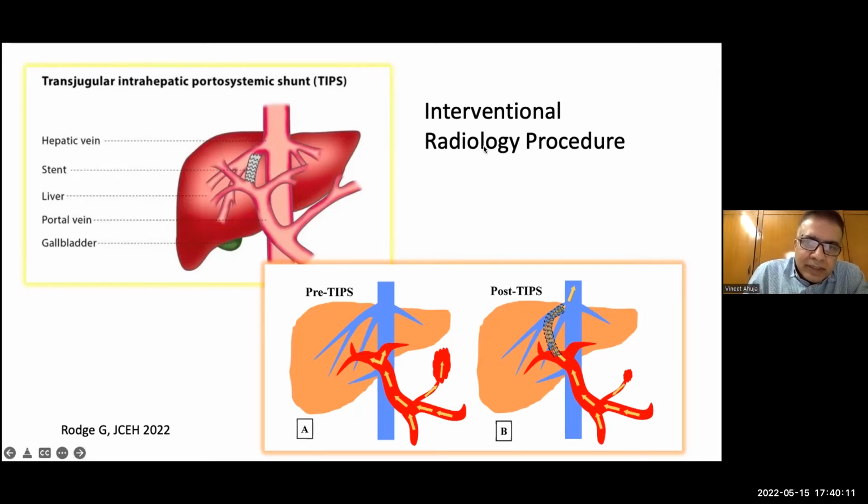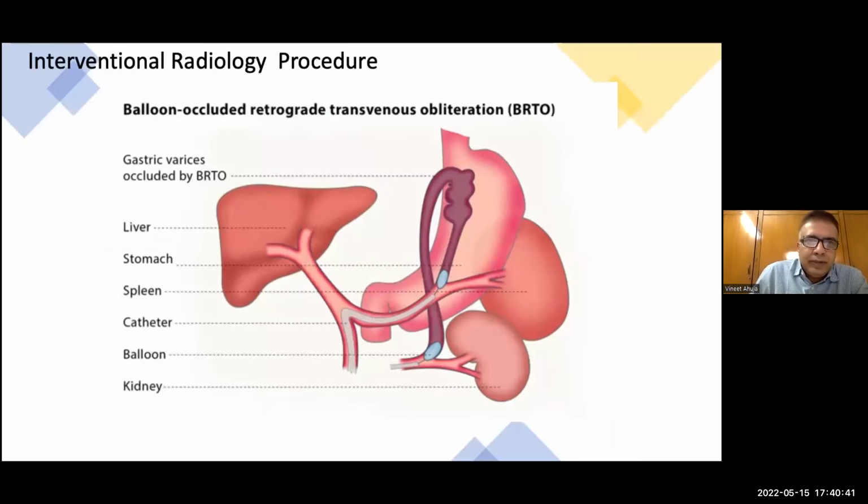It is done by an interventional radiologist, whereby you place a stent through the percutaneous route, which connects the hepatic vein to the portal vein. The moment this kind of stent is placed, there is increased outflow from the portal vein. So once there is an outflow, the portal pressure decreases. As a result, obviously the bleed and rebleed rates go down. So this is the principle of TIPS, and this is done commonly at most centers across the country.